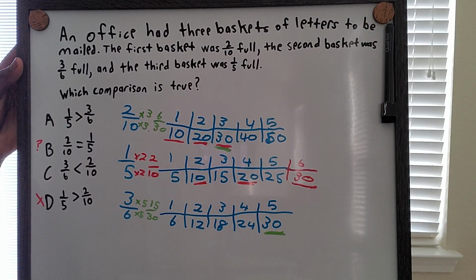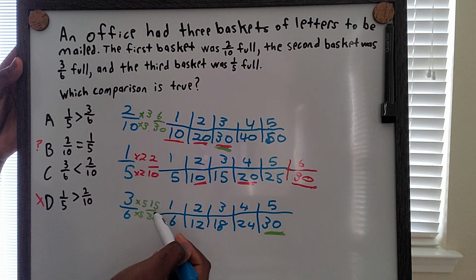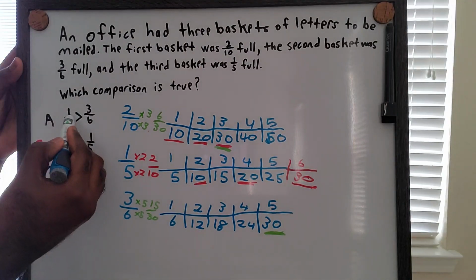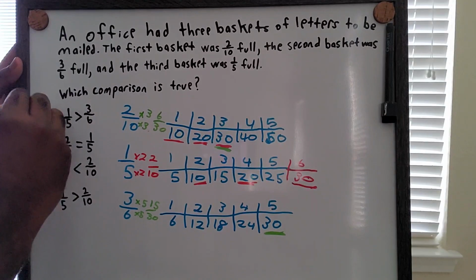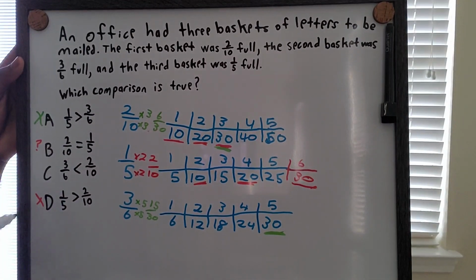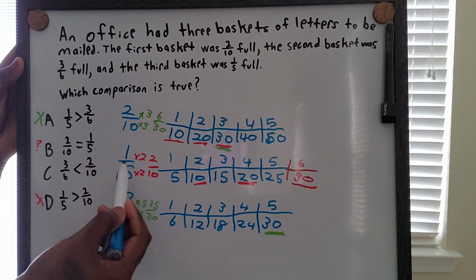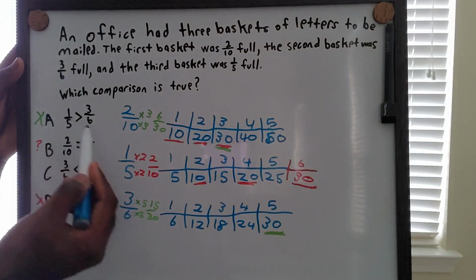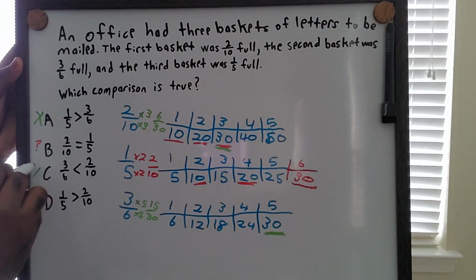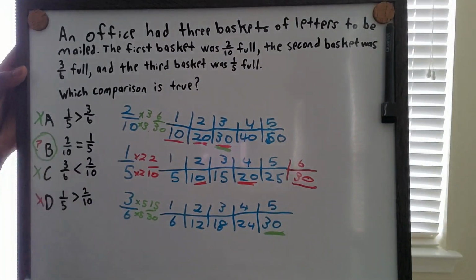Is that correct? No, it's not, because 6 is less than 15. So that would mean 1/5 is less than 3/6. So I'll put an X on this one. And for C, 3/6 is less than 2/10. Well, we know that 1/5 equals 2/10, and we know that 3/6 is greater than 1/5. So this can't be the answer either. So the only answer that makes sense is B.